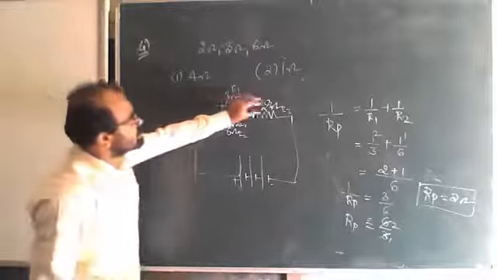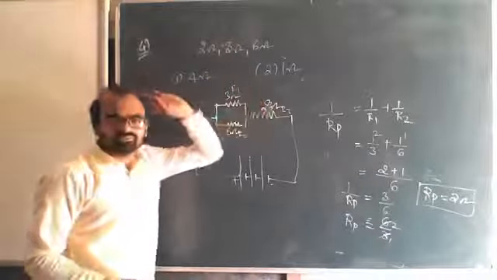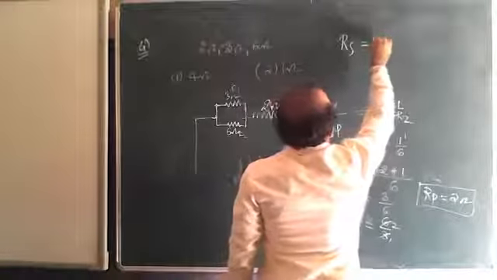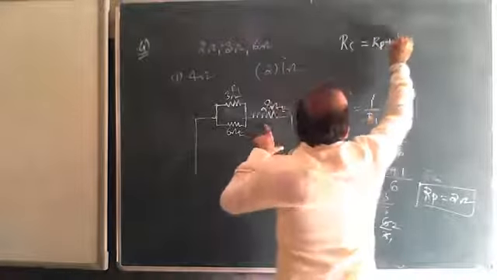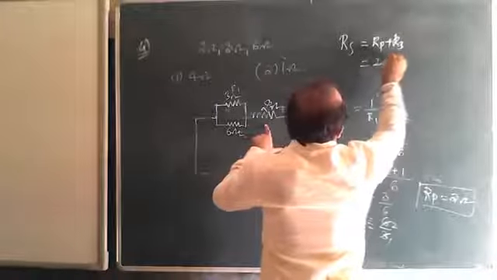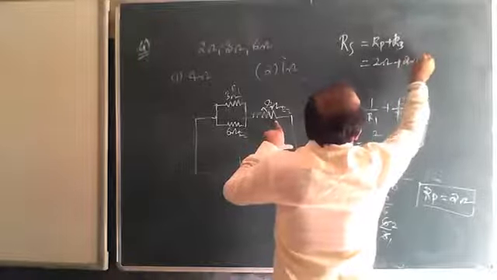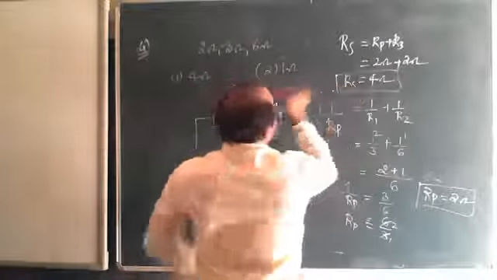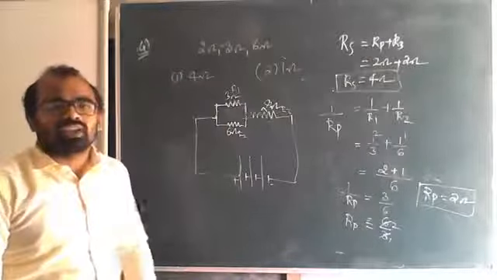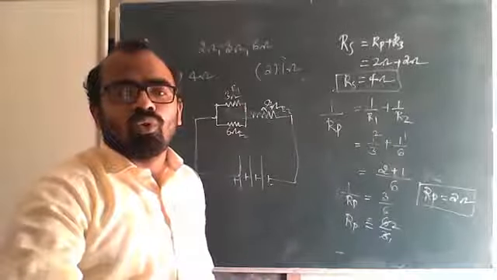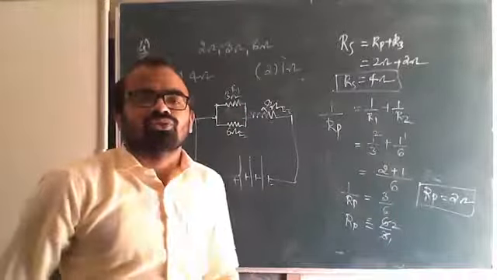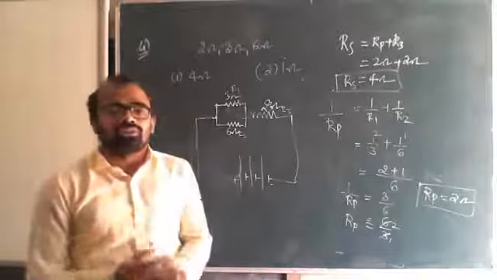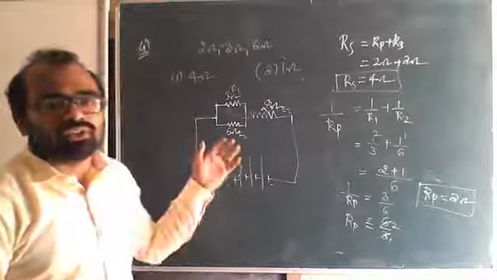This Rp is in connection with R3, isn't it? So now Rs is equal to Rp plus R3. So that is 2 ohm plus 2 ohm. I will get final resistance as 4 ohm. So final resistance R effective or Rs, I got it as 4 ohm. Okay, so I got it as 4 ohm. So this way you have to understand. So first one we got it as 4 ohm.